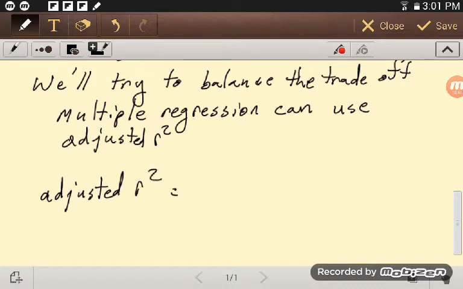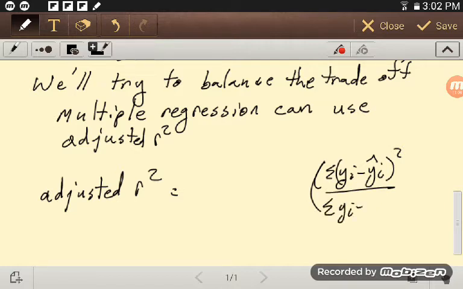what we want to do is we want to take that original part that was not explained by the model, so yi minus y hat i squared over yi minus y bar, oops, no bar there, sorry, squared.